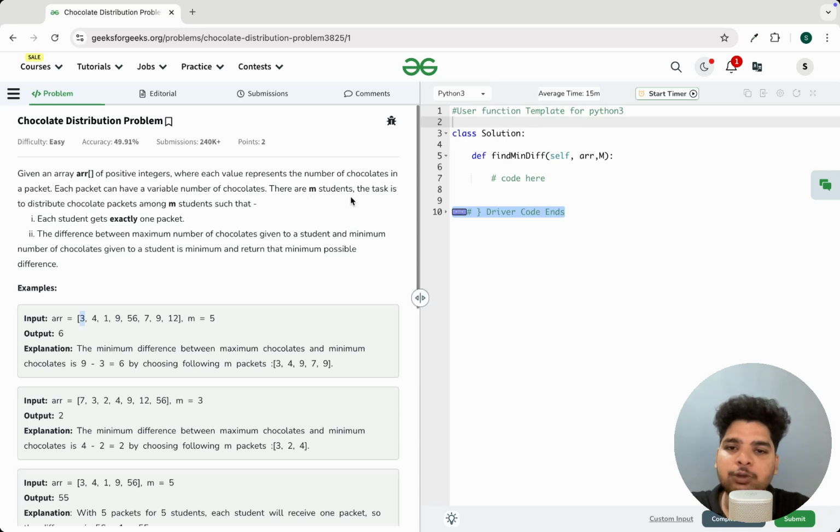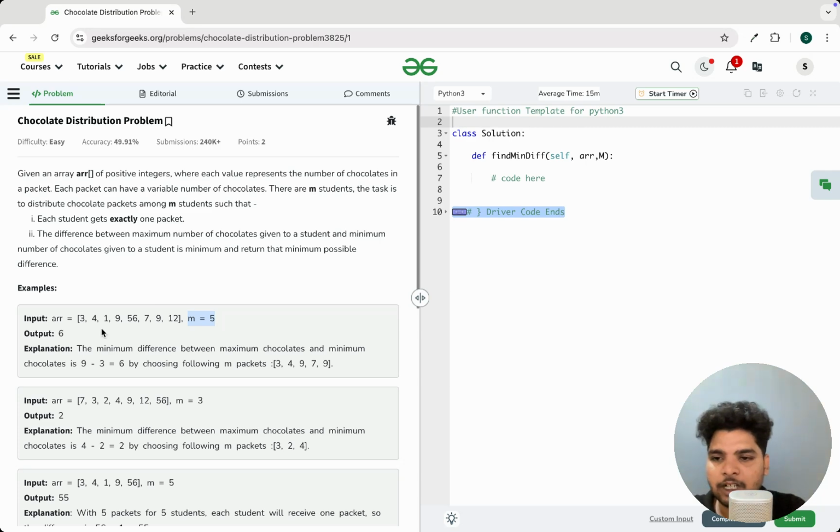And there are m students. So m will be given. Let's say there is this array and 5 students here. The task is to distribute chocolate packets among m students such that condition one is each student gets exactly one packet, and the difference between the maximum number of chocolates and the minimum number of chocolates that a student gets is minimum.